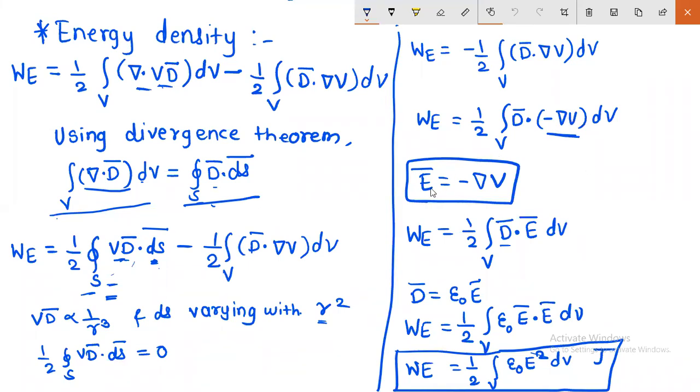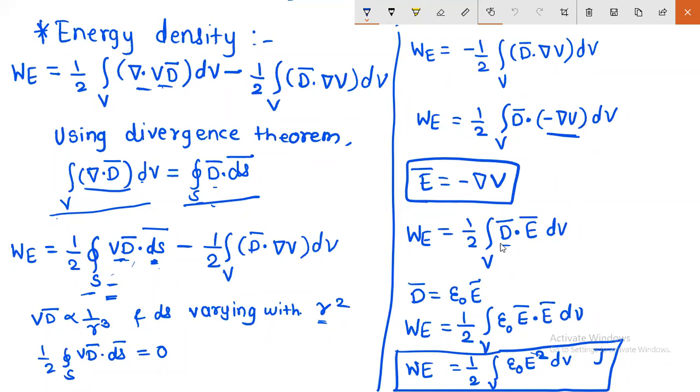Now we know the relationship between potential V and electric field intensity E. So we have seen this relation. E bar is equal to minus del into V. So this W_E is equal to 1/2 volume integral of, instead of this D bar and minus del into V, I am writing here E bar into dv.